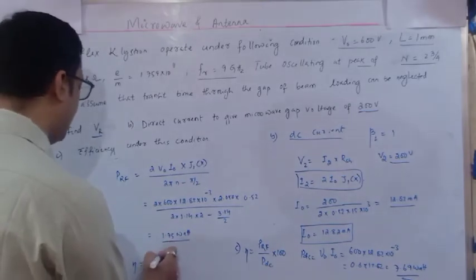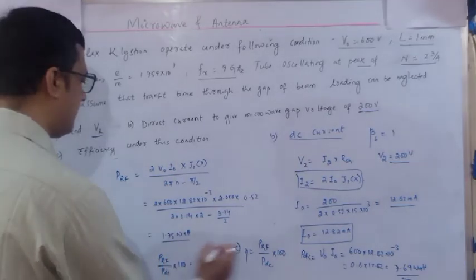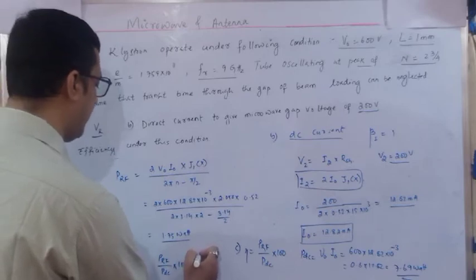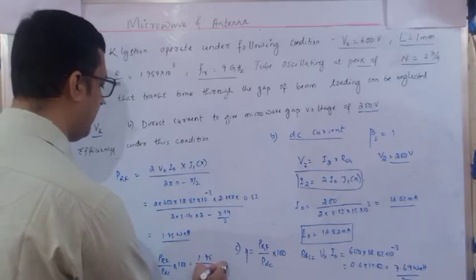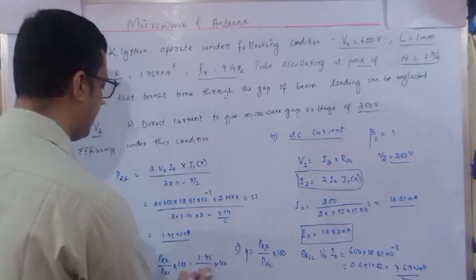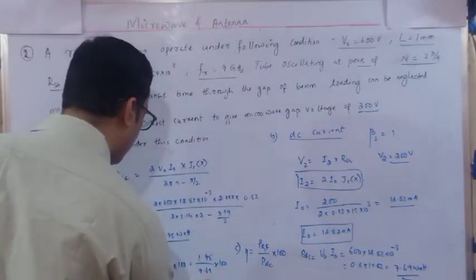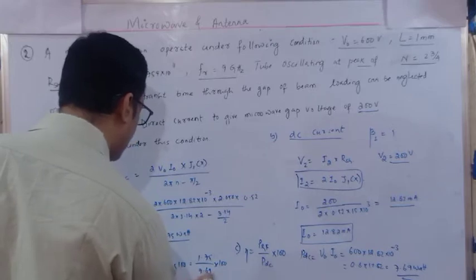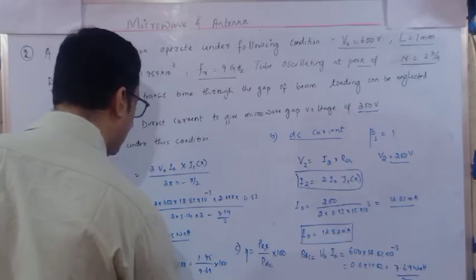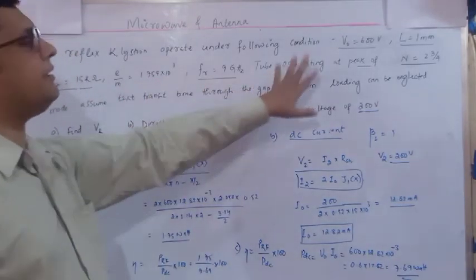So my efficiency is PRF divided by PDC into 100. So our PDC is how much? 7.69. PRF is how much? 1.75 divided by 7.69 into 100. So your efficiency will come near about 22.75%. Okay, so this is the efficiency of the reflex klystron which is working under this sort of condition.